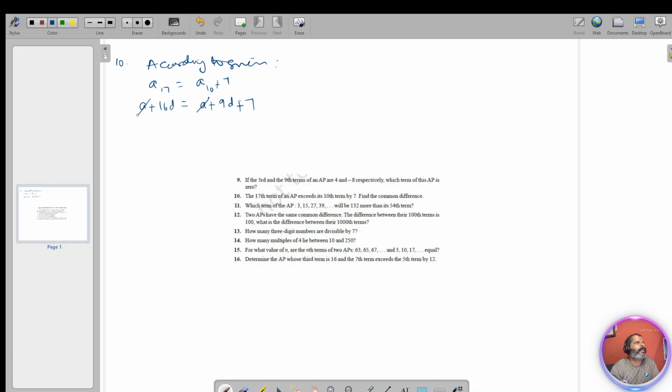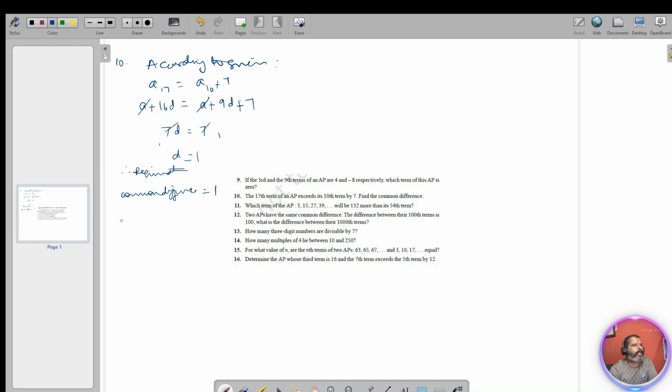a gets cancelled. 16d minus 9d. I'll transpose 9d to the left side. It will become 16 minus 9, that is 7d equals 7. d equal to 1. Therefore the required common difference is equal to 1. Simple question it is. You should know the algebra equation formation and solving.